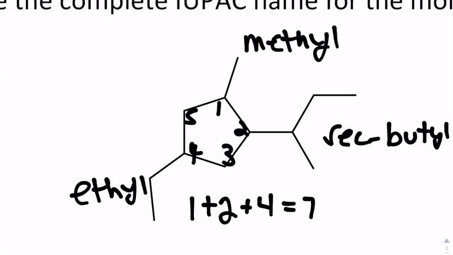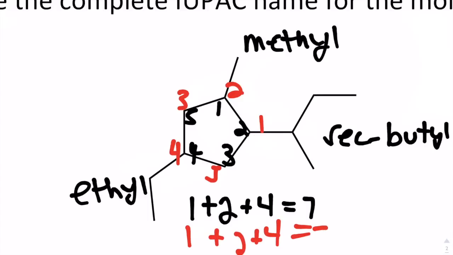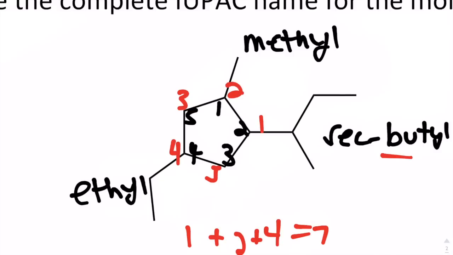Right? So now let me think, what if I started with this one? 1, 2, 3, 4, 5. Okay, so that would be 1 plus 2 plus 4 again. So that's still 7. So now, which one would be better? We can just pick the better one based off of alphabetizing. So butyl comes before methyl in the alphabet because of the B, so we can just use the red numbering scheme. That would be more accurate than the black one. Okay, so let's erase the black one.